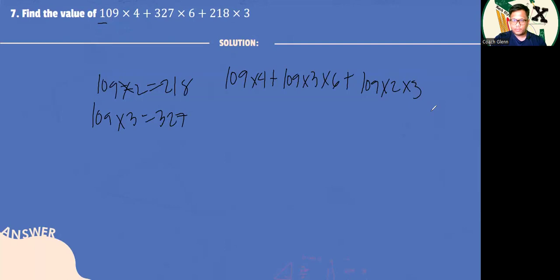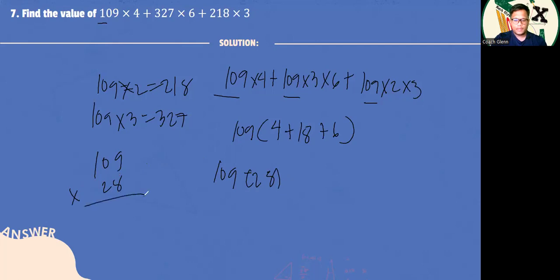So what we can do here is we take out 109. So we remove that. So we have here 4 plus 3 times 6, that's equal to 18. 2 times 3, that's equal to 6. Okay. So after that, we solve for this. So this is 109 times 28. Yeah, 28. So next, we need 109 times 28. So we multiply that one.